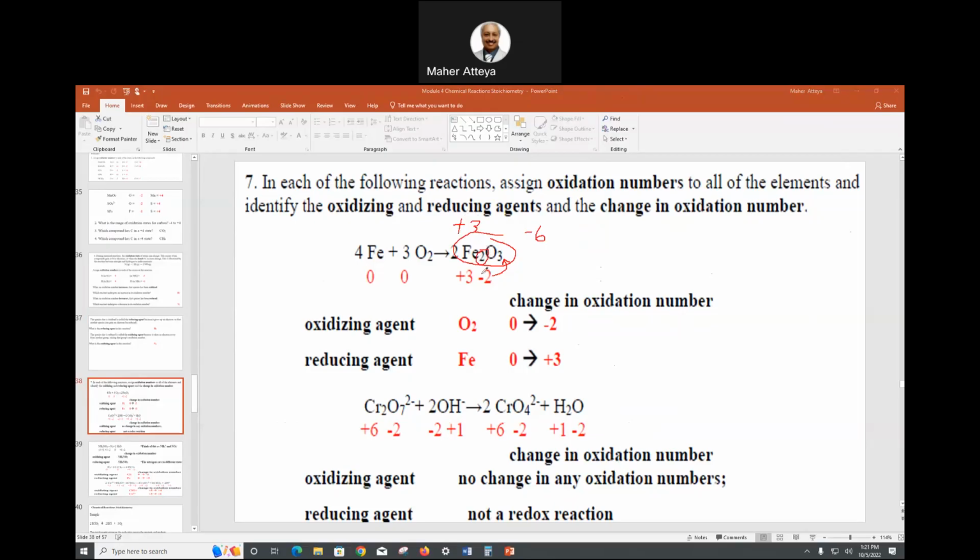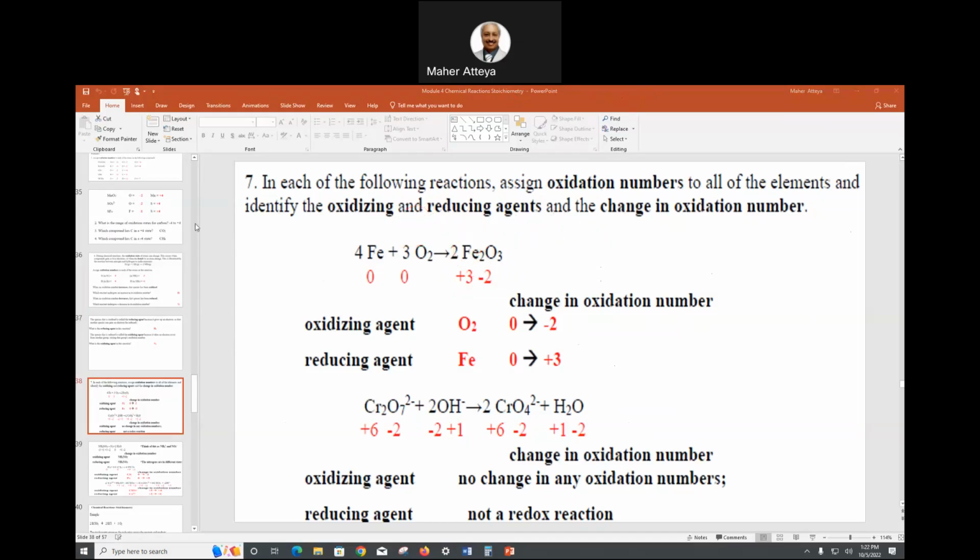But 6 divided by 2 will be plus 3. Why? Because if I multiply plus 3 with 2, I get plus 6. So if I multiply the 3 here with the 2 here, I get plus 6. So now plus 6 minus 6 makes what? A neutral compound is 0. Correct? This is a neutral compound, and the sum of the oxidation numbers in it has to be 0.